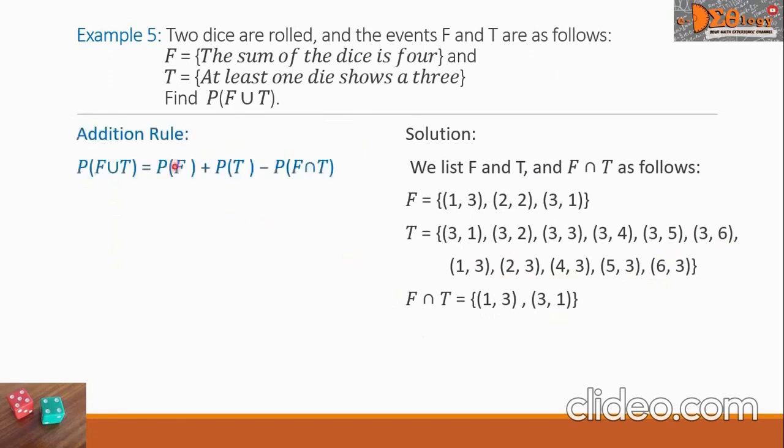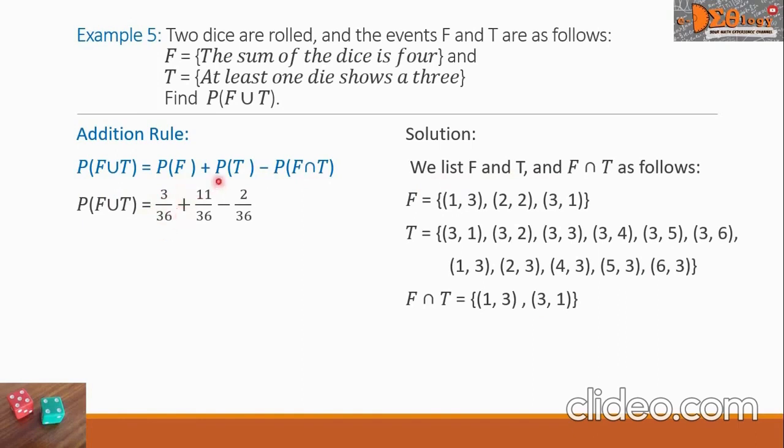Then, let us write the addition rule. So, this P of F union T equals the P of F plus the P of T minus the P of F intersect T. So let us do the substitution. P of F will be 3 over 36. We write here 3 because there are 3 pairs in the event F. Over 36, there are 36 possibilities of pairings.